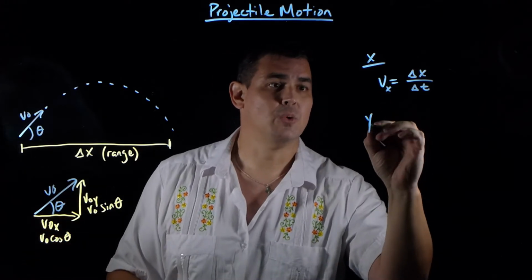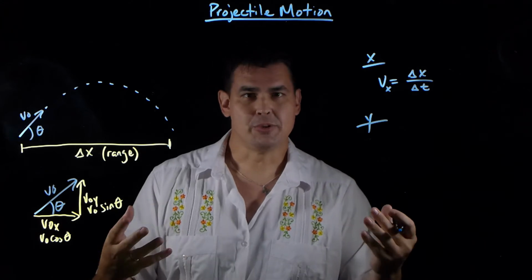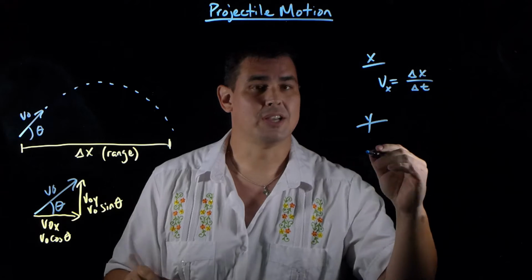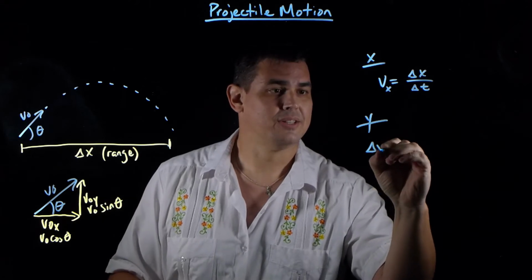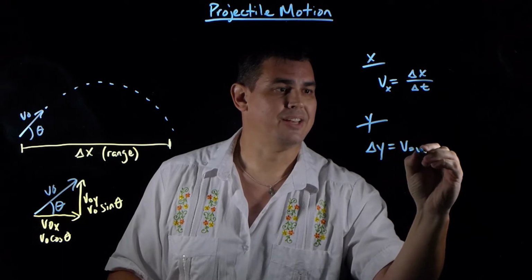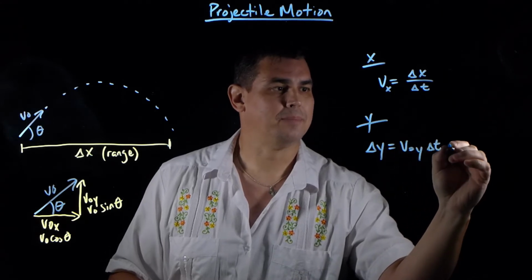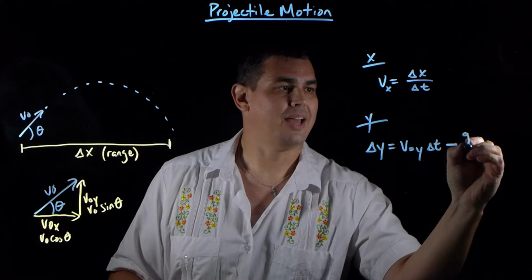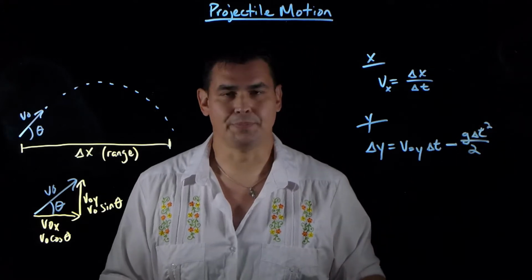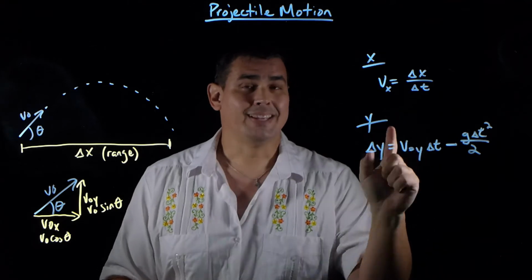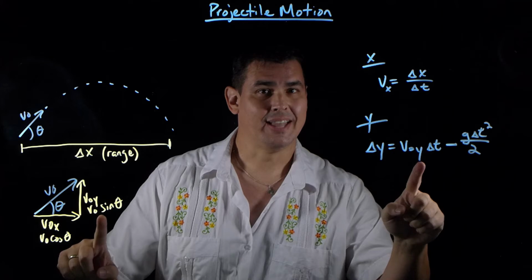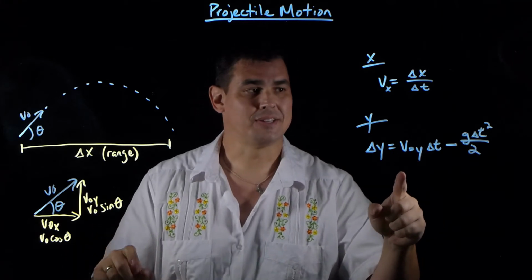Okay, so the y is where we have to use that other equation. Same equation we talked about with the horizontal launch: delta y, my y displacement, equals my initial y velocity times the time minus 1/2 g delta t squared, so g delta t squared over 2. In this case, I have an initial y velocity, so I can't just get rid of this like I did last time.